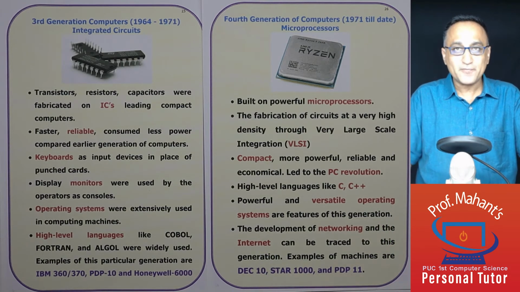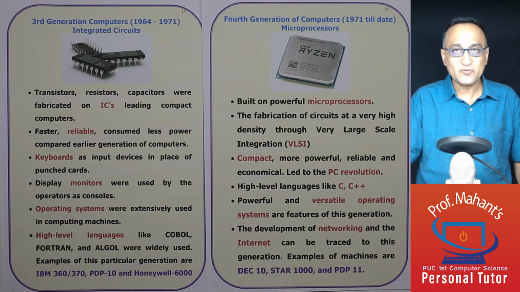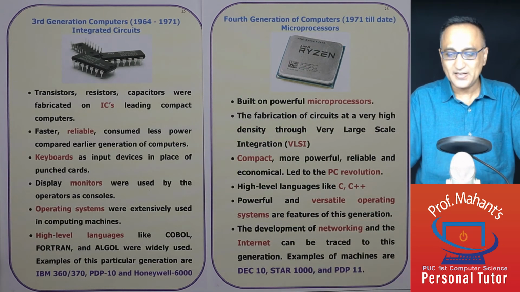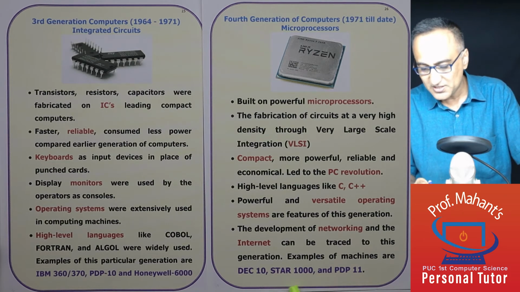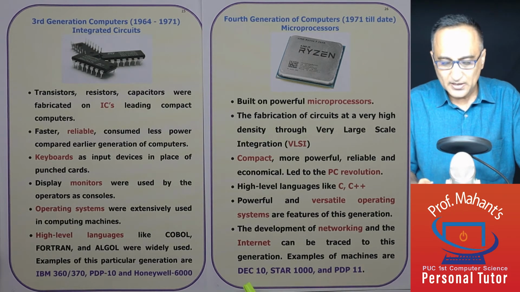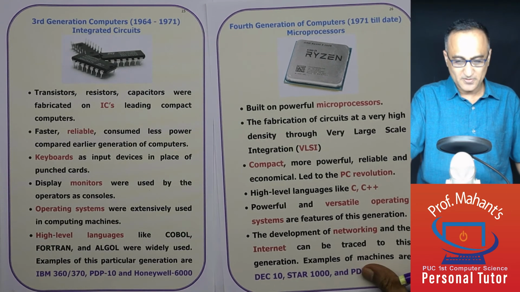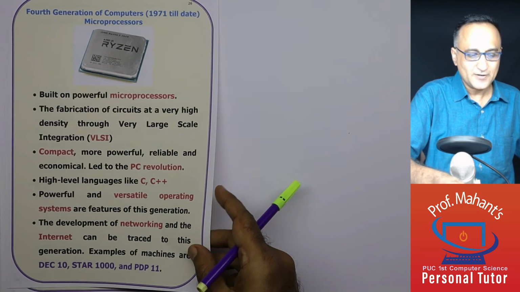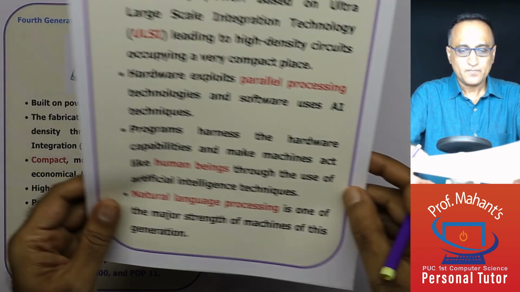The advent of powerful machines along with the networking technology led to the development of the internet as we know it today. So the internet is thanks to the developments in this particular generation. Examples of machines in this generation are Star 1000, PDP-11, and DC-10. Now let's take a look at the developments of the fifth generation of computers.